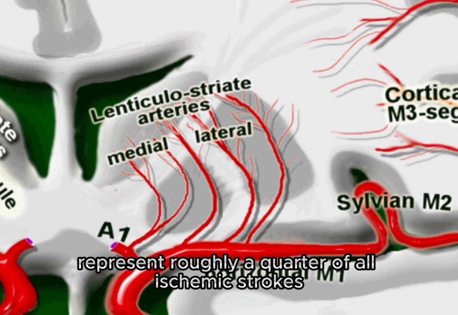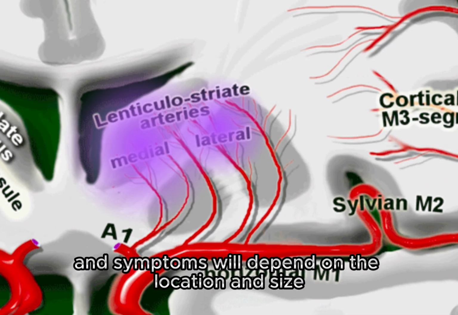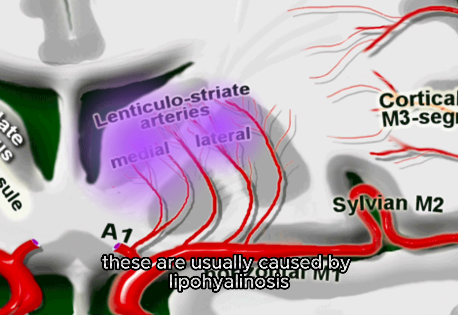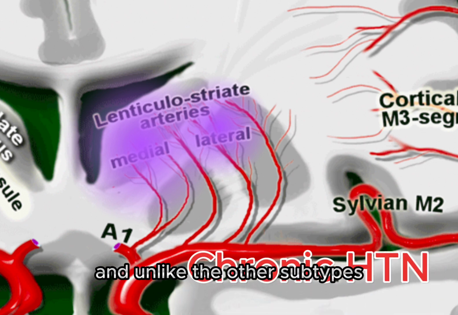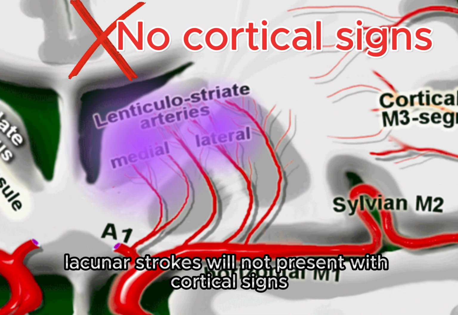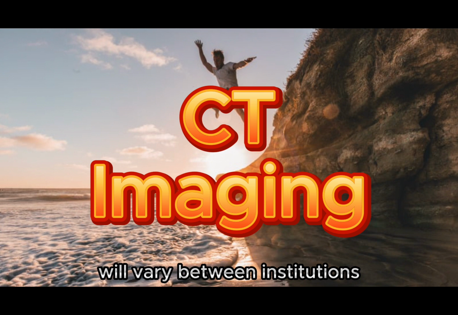Lacunar strokes represent roughly a quarter of all ischemic strokes. Lacunar infarcts are usually small and symptoms will depend on the location and size, although many of these will go unnoticed. These are usually caused by lipohyalinosis secondary to chronic hypertension, and unlike the other subtypes, lacunar strokes will not present with cortical signs. Acute imaging in suspected ischemic stroke will vary between institutions.